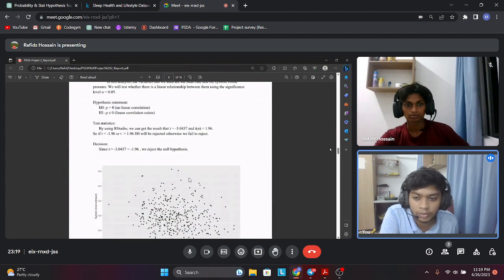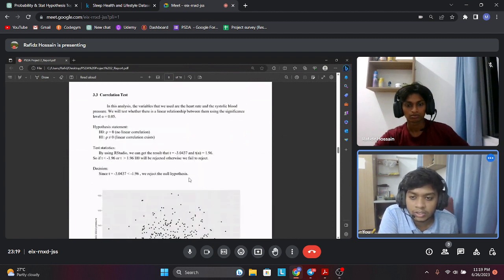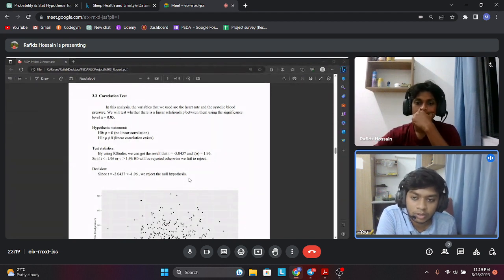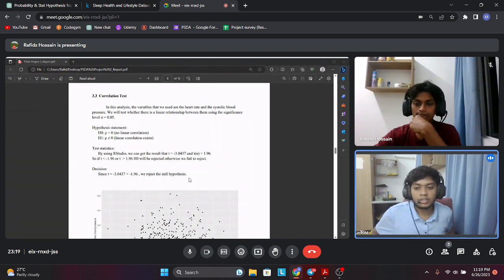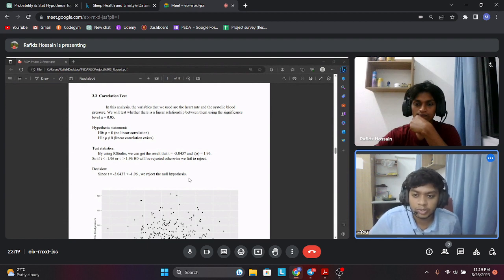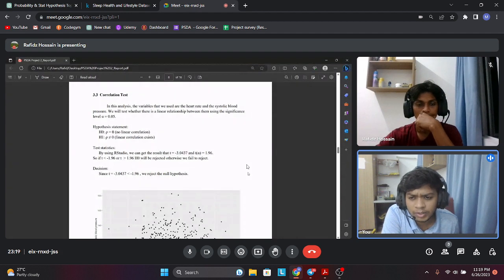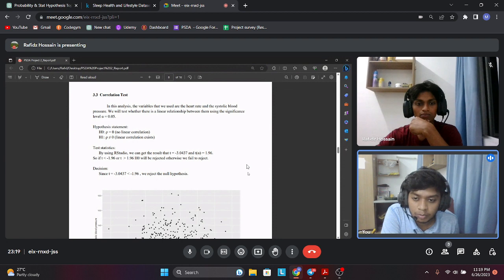For the correlation test, here we again set our hypothesis: the null hypothesis rho equal to 0, and the alternative hypothesis rho not equal to 0, which means a linear correlation exists. Here we again use our scatter plot and formula. Our test: if t is less than minus 1.96 or t greater than 1.96, then the null hypothesis will be rejected, otherwise we fail to reject.